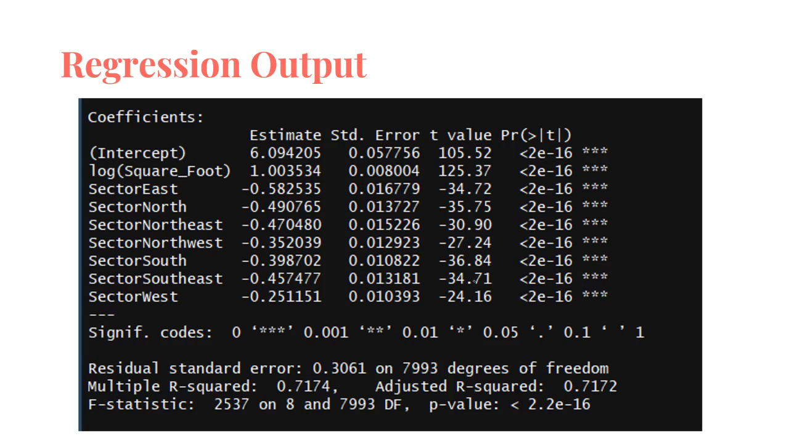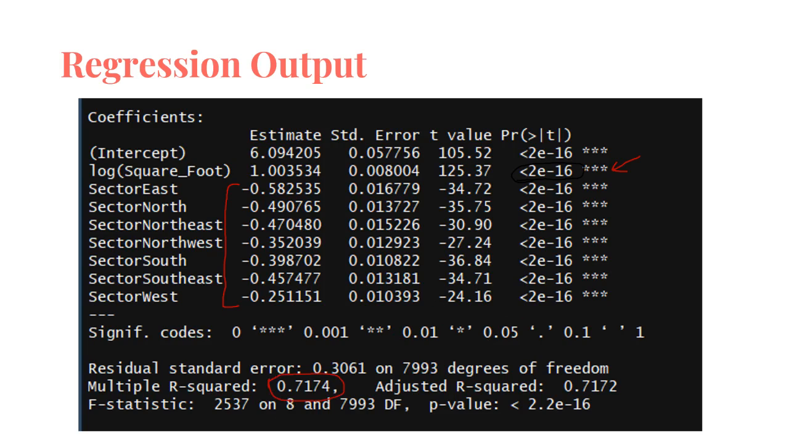Now, this is our regression output. As you can see with the regression output, there is a strong correlation with square feet in terms of predicting listing price. And since city center here is our reference point, which you saw before was the most expensive quadrant in terms of prices in Calgary, it makes sense that the sector east and sector north are all negative here. And our multiple R squared is 71.72%.